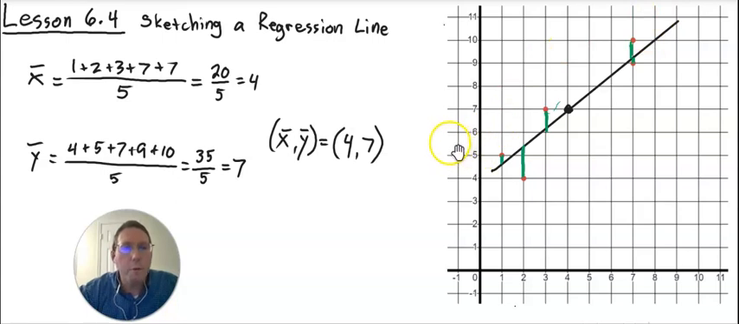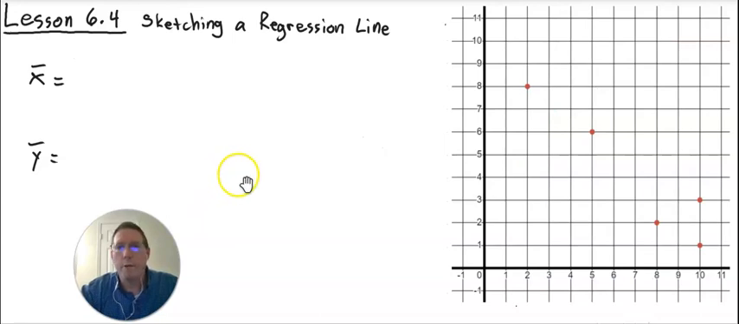Okay. All right, I think we're only going to do one more example. Okay, this is our last example here. Once again, we see 1, 2, 3, 4, 5 points, and we want to identify the mean of all the x-coordinates.